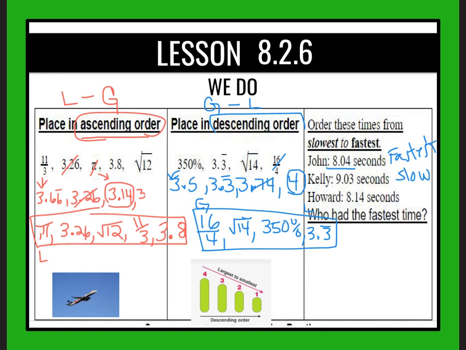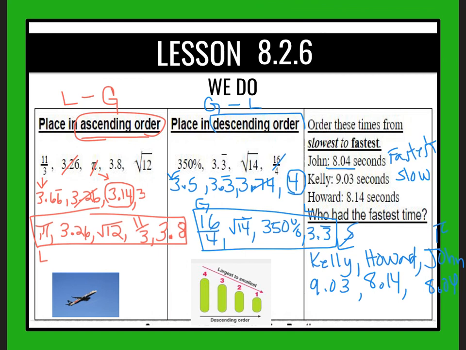So here we go. The slowest person was Kelly with a time of 9.03 seconds. Then it was Howard who came in next at 8.14 seconds. And finally, it was John who won the race at 8.04 seconds. So this was your fastest time, and Kelly was your slowest time.